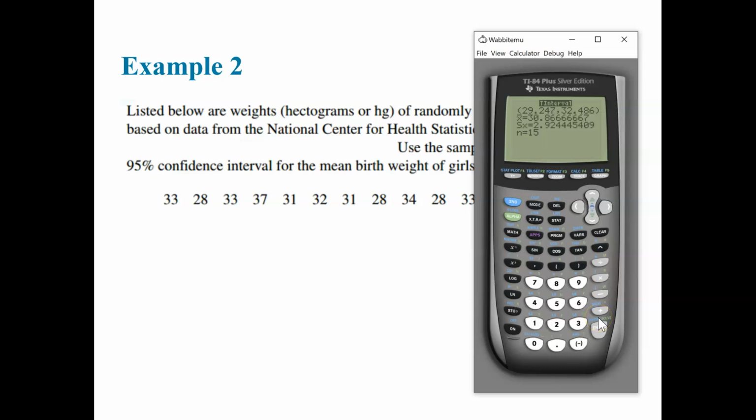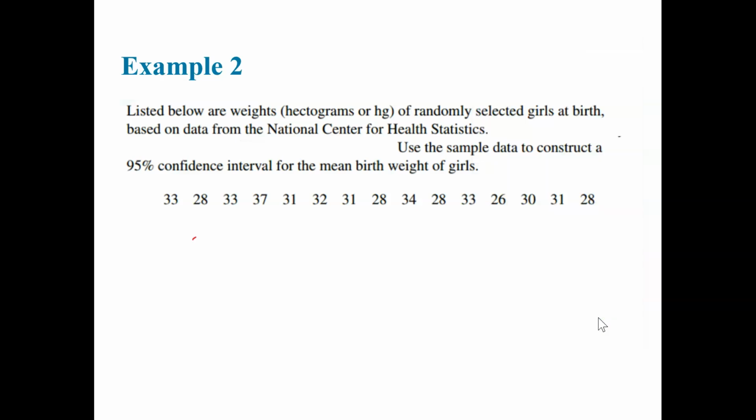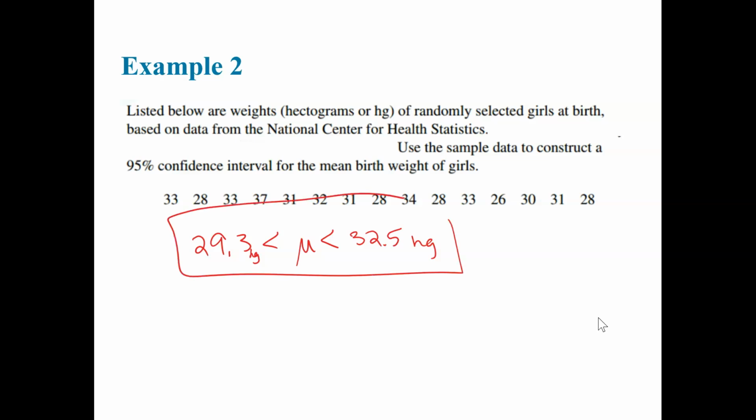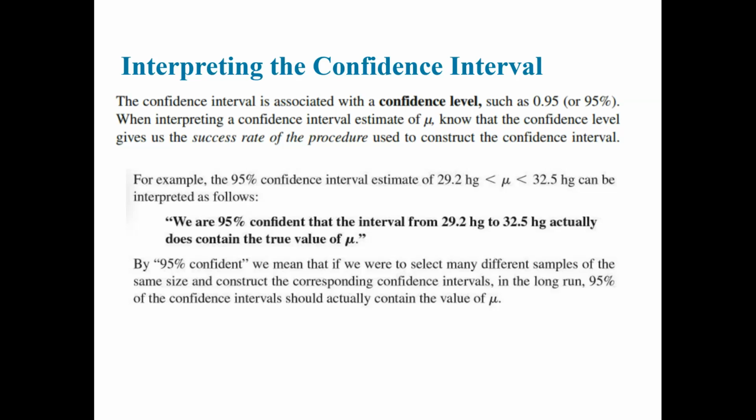So how we would actually write that interval would be 29.3 is less than mu, we're talking about the mean, which is less than 32.5. So that would be 29.3 is less than mu, our population mean, is less than 32.5. And we might actually even just put in the hectograms if we wanted. So use the sample data to construct a confidence interval. That's the confidence interval. So how would we interpret it? It's very similar to what we did in section 7.1. We are 95% confident that the interval from 29.2 to 32.5 actually does contain the true value of mu.